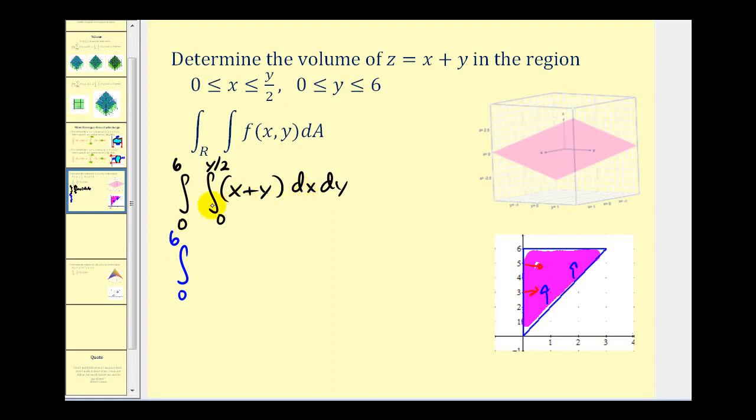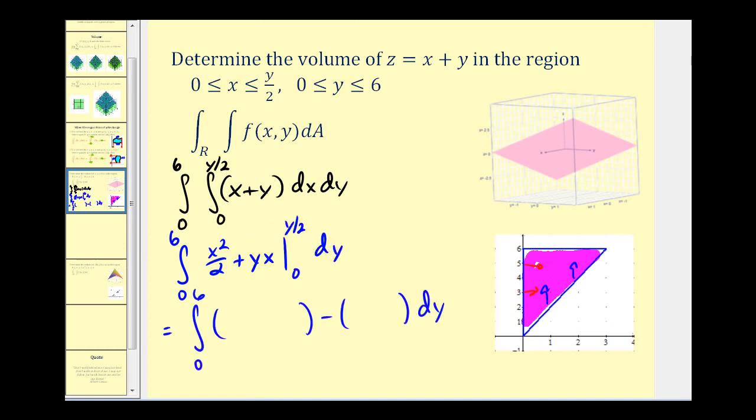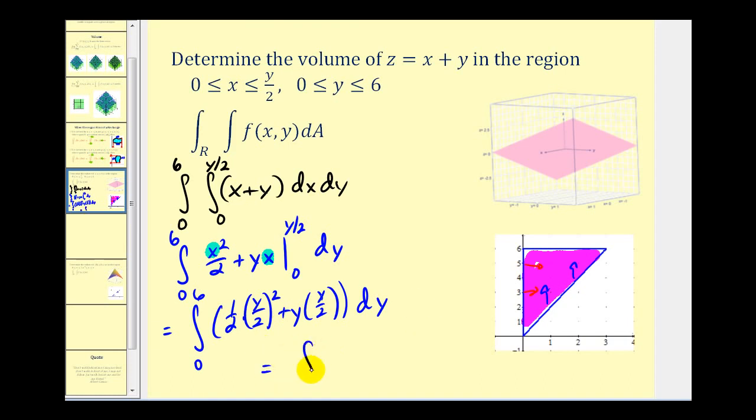So treating y as a constant, we're going to have x squared over 2 plus yx. And we need to evaluate this. Because we integrate with respect to x, we're replacing x with y over 2. So here we're going to have 1/2 times y over 2 squared plus y times y over 2 minus, and then when x is 0, these will both be 0. So let's go ahead and clean this up. Here we're going to have y squared over 8 plus y squared over 2.